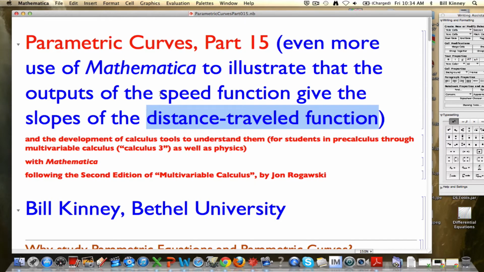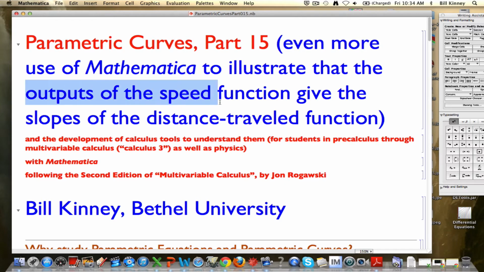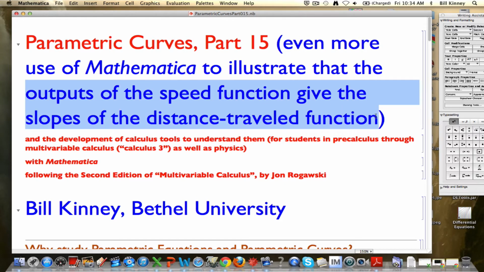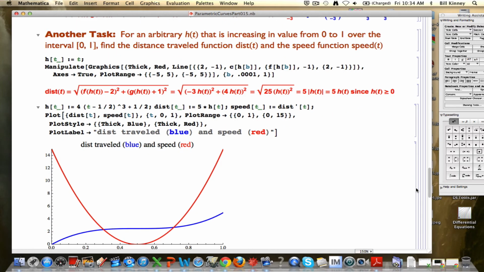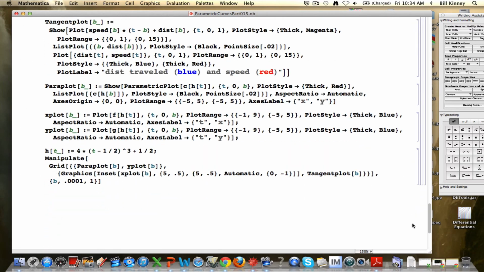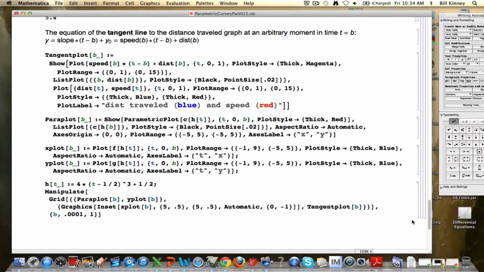And the speed function, speed of t, tells you your speed at the moment of time t. If you were driving a car, it would be what your speedometer is showing at that moment in time. And again, the outputs of the speed function, the value speed of t for different t's, give you the slopes of the distance traveled function at that same value of t. That's the main thing we're trying to illustrate in all this. So we've got Mathematica code down here that I showed you in the last video to emphasize this.